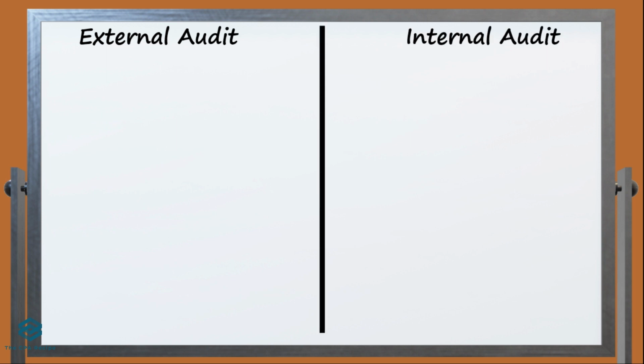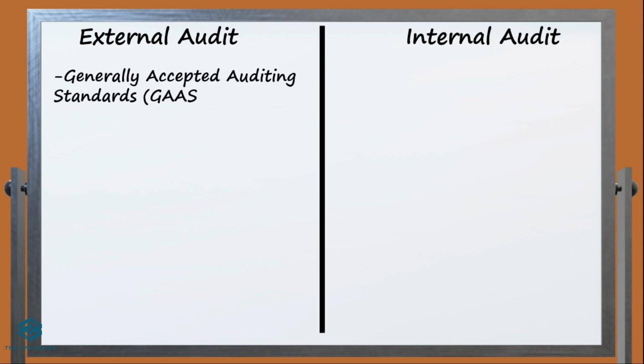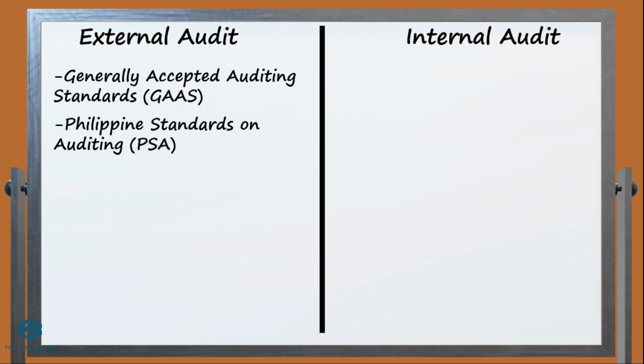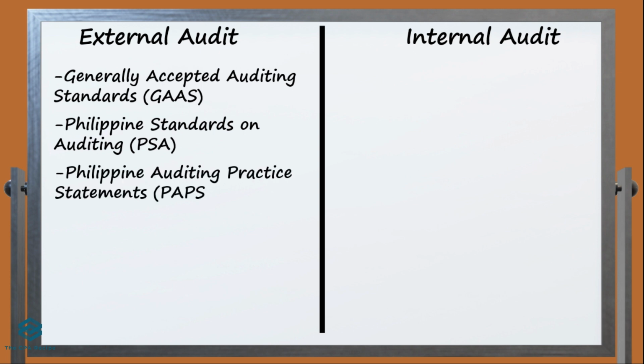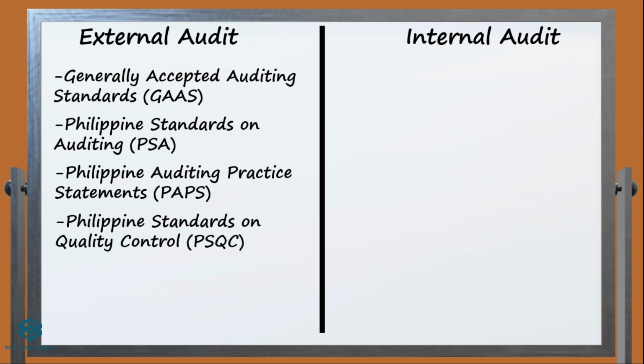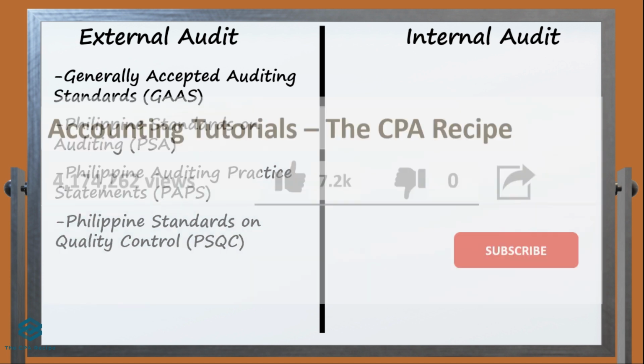at applicable standards. For the conduct of external audit, we have the Generally Accepted Auditing Standards or GAAS, and following the adoption of the international standards in the audit of financial statements, we now have the Philippine Standards on Auditing or PSA, Philippine Auditing Practice Statements or PAPS, and the Philippine Standard on Quality Control or PSQC. Kung ano ba ang nilalaman nitong GAAS, PSA, PAPS at PSQC, dito iikot bro ang pag-aaral mo ng auditing theory. And as more episodes come for our auditing theory series, madidiscuss natin ito, so don't forget to subscribe.